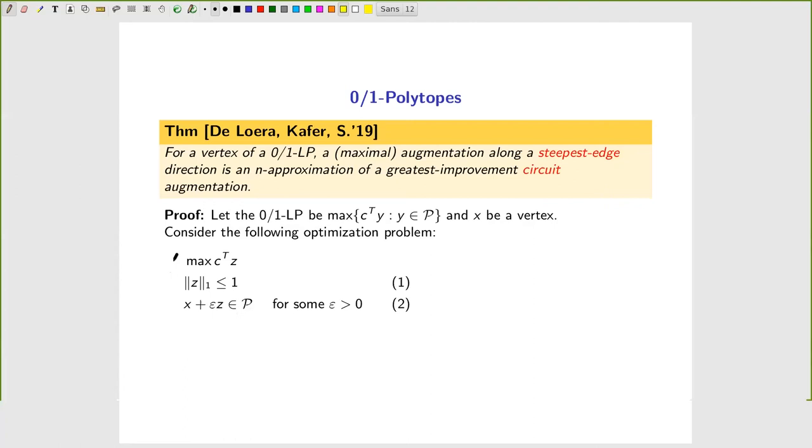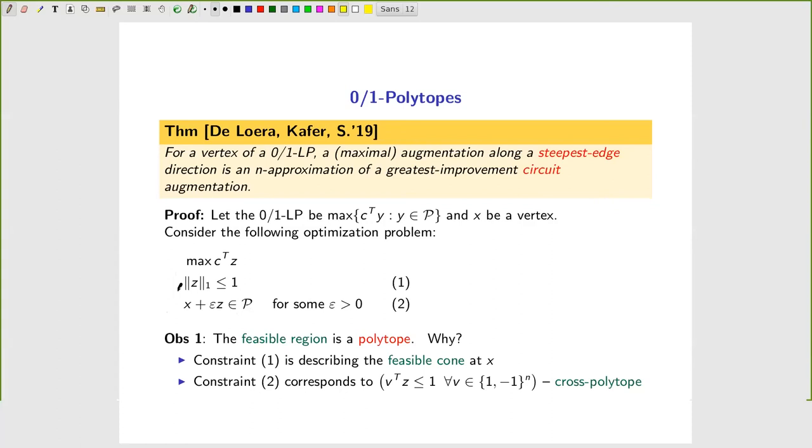Which kind of optimization problem is this? The first thing to observe is that the feasible region here is actually a polytope. The feasible region given by these two sets of conditions can be translated as linear inequalities. I mixed these two: this should be constraint two, and this should be constraint one. So constraint two is just describing the feasible cone at x. I'm just asking for all the directions in which I can move from x, so this can be described as a finite set of linear inequalities. And constraint one basically says that I want a vector with norm one.